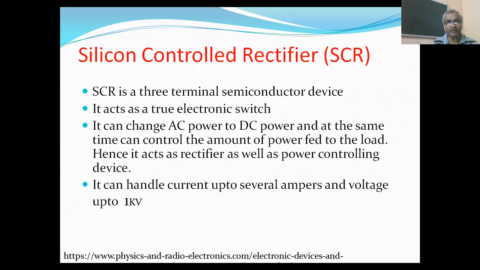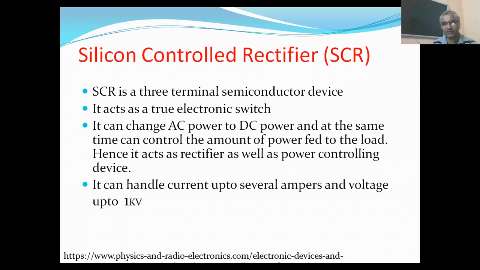Third important point regarding the SCR is it can change AC power to DC power, and at the same time can control the amount of power fed to the load. Hence, it acts as a rectifier as well as a power controlling device. So this is the most important feature of this SCR. It changes AC power to DC power. The conversion of AC power to DC power is known as rectification. So it does the function of rectification. It converts AC power into DC power.